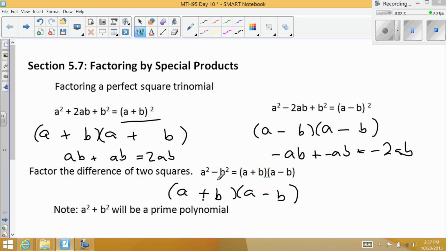And notice what happens in our middle terms here. A times negative b is a negative ab, and b times a is a plus ab. So these two cancel each other out, and we're left with simply a squared minus b squared. So a squared subtract b squared is always going to factor to a plus b times a subtract b. And a note here, if you ever have a squared plus b squared, that's always going to be prime. Don't waste your time trying to factor it. It won't happen.